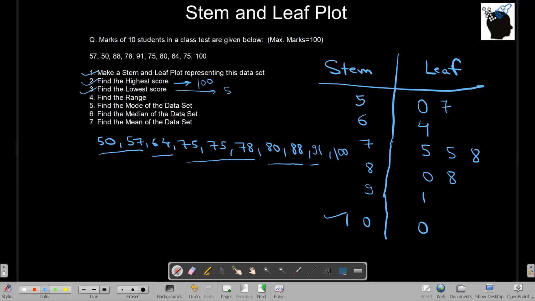So as you can see, this is actually giving you a lot of insights in the data. Then you have to find the range. Range is nothing but your highest score minus your lowest score. So that becomes 100 minus 50 or nothing but 50 itself.